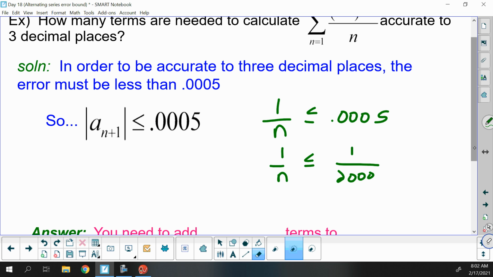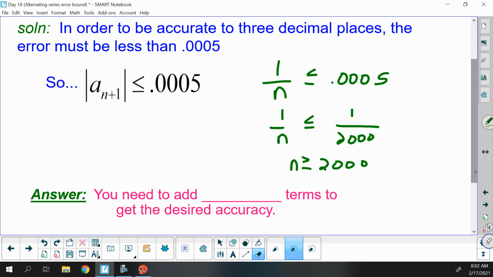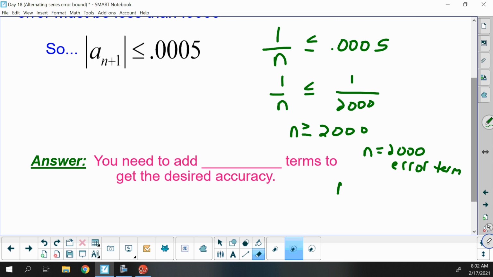So if we were going to cross multiply and solve this, we get that n has to be greater than or equal to 2000 in order to stay below this. Well, again, remember, we were identifying the error term. So that means n equals 2000 is the error term, so we must go to 1 before that. So we must go to n equals 1,999. So in other words, you need to go to 1,999 terms to get the accuracy that we want.